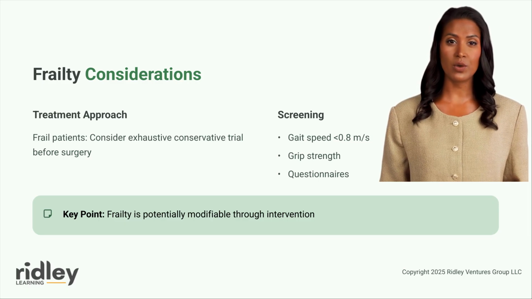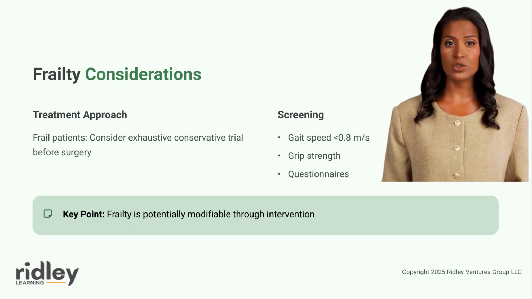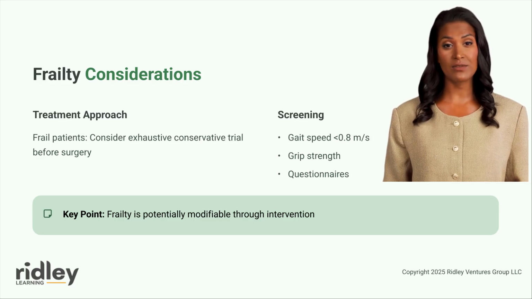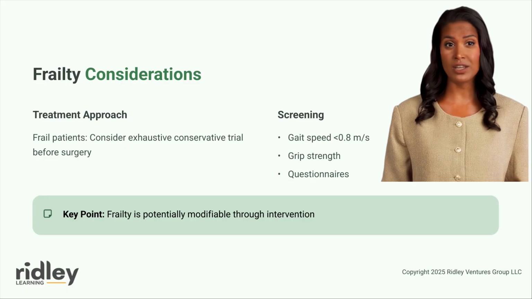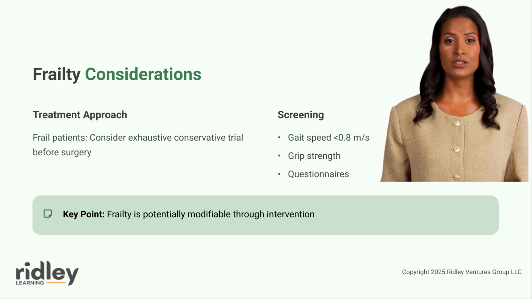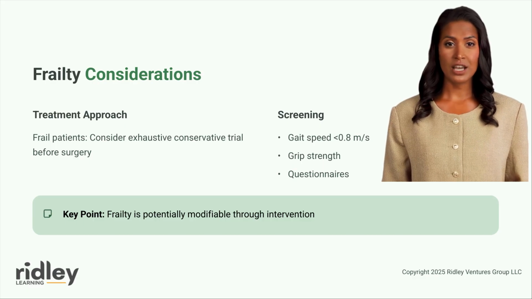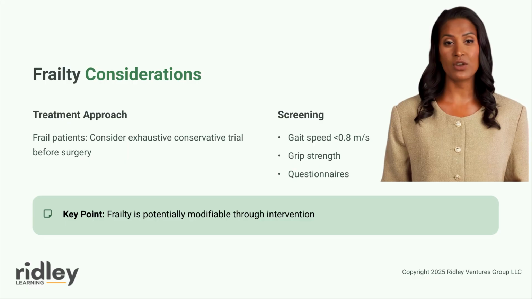Frailty screening should be incorporated into the initial evaluation of elderly stenosis patients to inform treatment planning. Simple screening tools including gait speed measurement, grip strength assessment, and questionnaire-based instruments can identify patients at increased risk who may benefit from modified treatment approaches. Gait speed below 0.8 meters per second, grip strength below established age and sex norms, and positive responses on frailty screening questionnaires warrant consideration of enhanced supervision, reduced initial exercise intensity, and extended treatment duration. Importantly, frailty is potentially modifiable through appropriate intervention, and rehabilitation itself may contribute to improved frailty status over time.